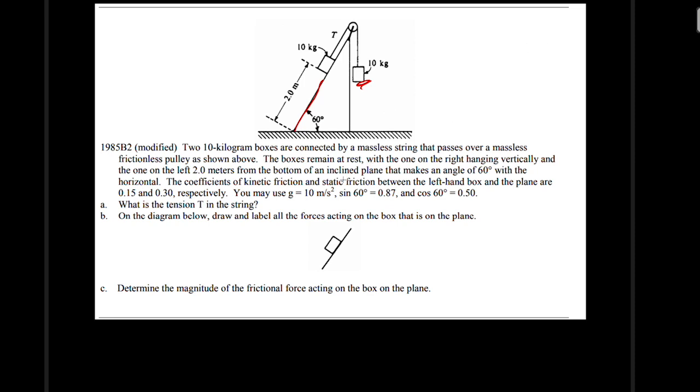All right, one really important thing to note is that the boxes remain at rest. And what do we know about that? That means the forces are going to be equal, meaning this force and this force have to be equal because the boxes are not moving at all. If one force overpowers the other, or basically if one force is greater than the other force, then the boxes would be moving. The system would have moving boxes.